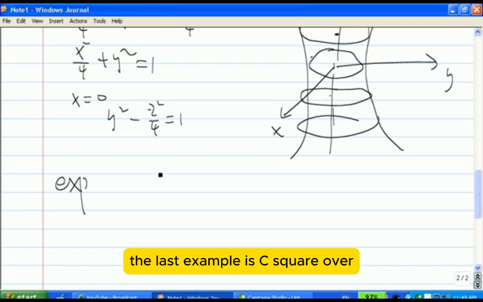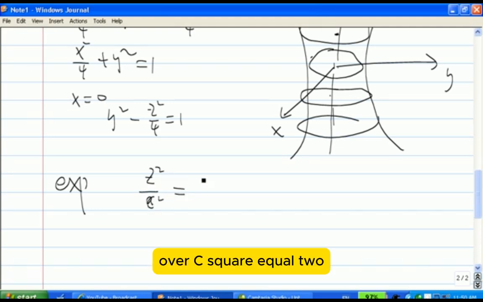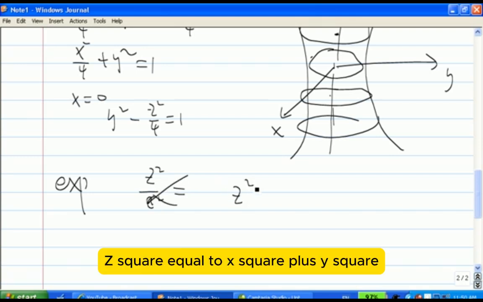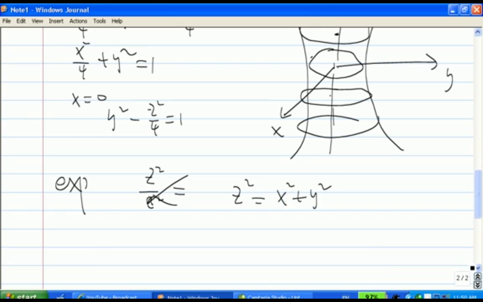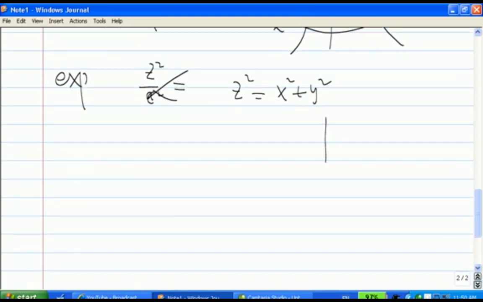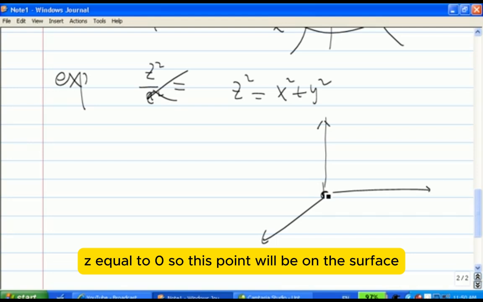The last example is z squared over c squared equal to, let me make it simple, z squared equal to x squared plus y squared. So what kind of surface is this? Okay, for this one, x equal to 0, y equal to 0, z equal to 0, so this point will be on the surface.